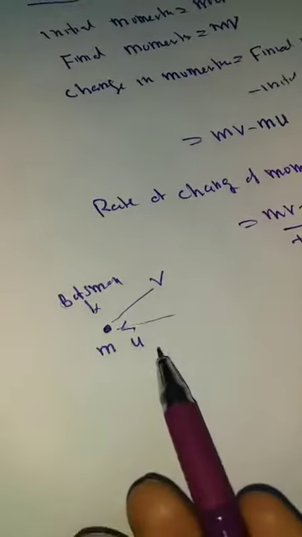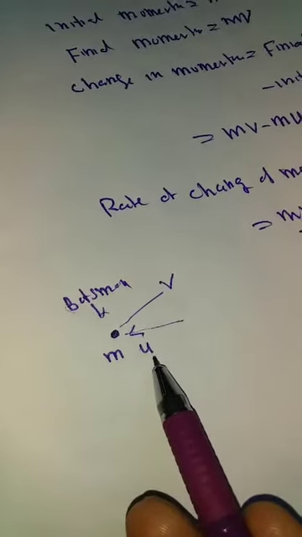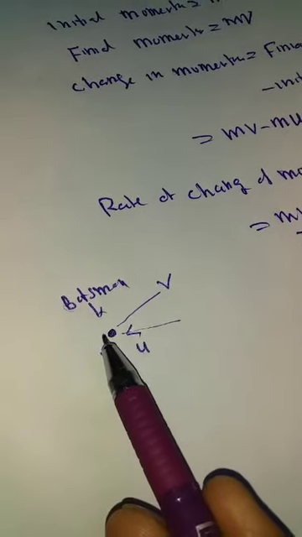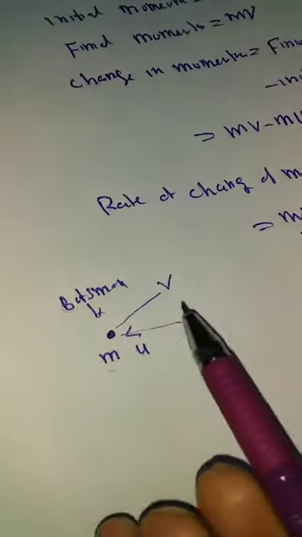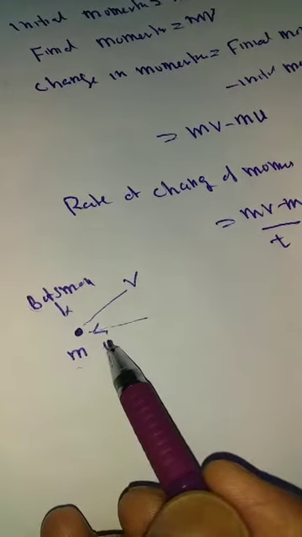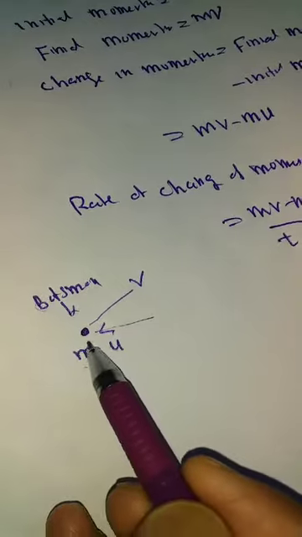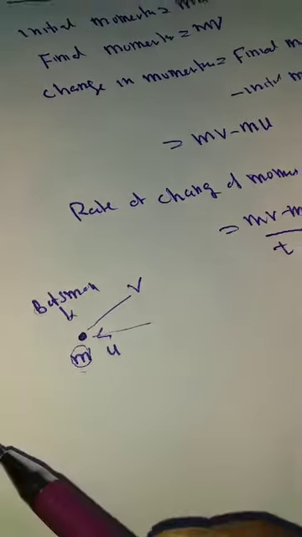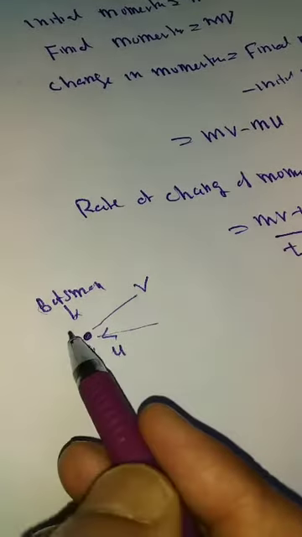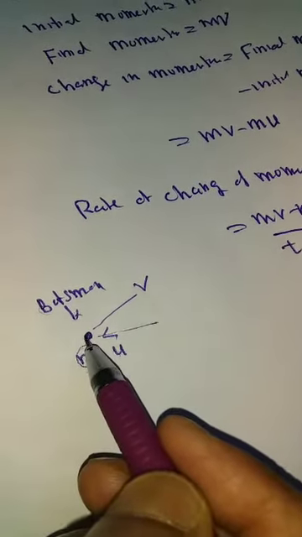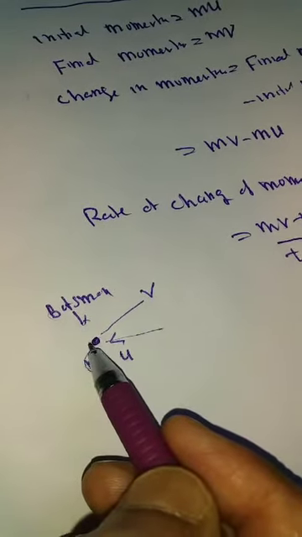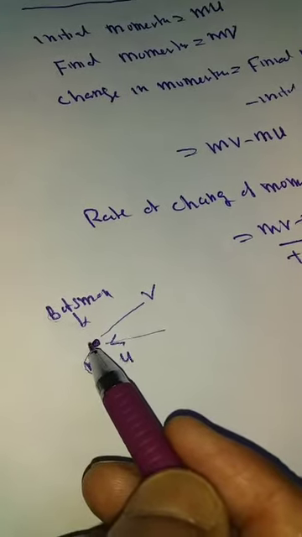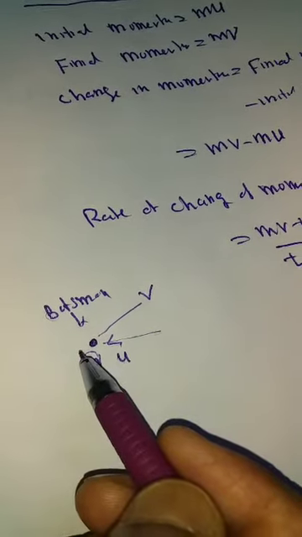That means u is the initial velocity of the ball, v is the final velocity of the ball, and m is the mass of the ball, which does not change. But here the problem comes: the bat comes in contact with the ball for a very short interval of time. It is such a short interval of time that it is practically impossible to calculate it. I hope you have got it.